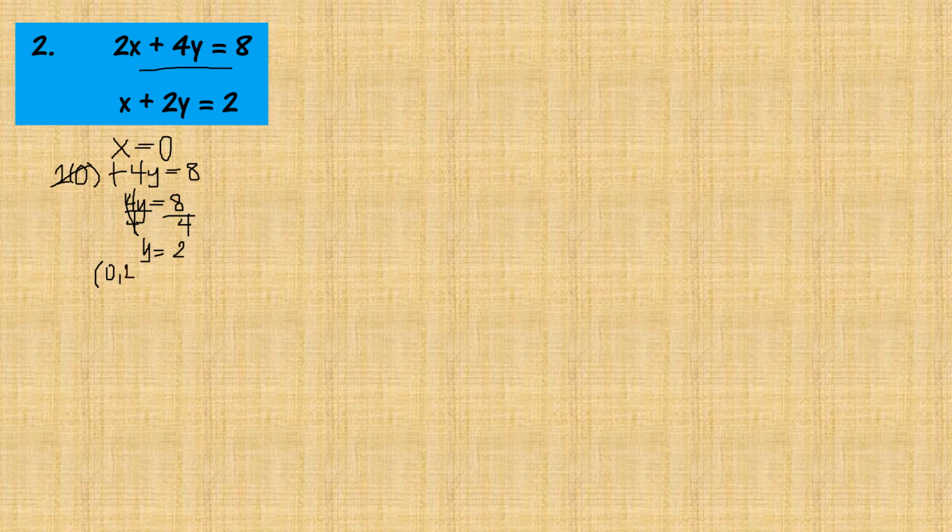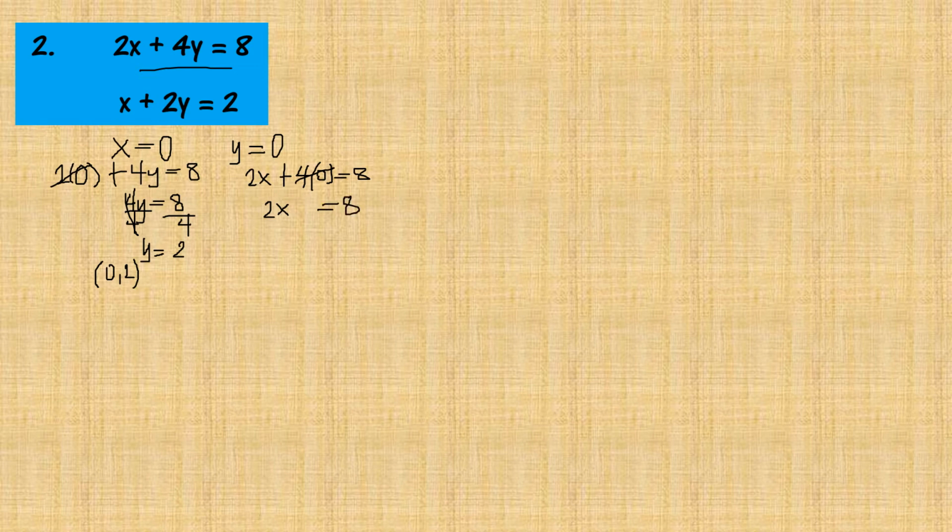Now, let's have naman yung ating y as 0. Kapag yung ating y ay 0, substitute lang ulit natin siya sa ating equation. We have now, copy lang natin yung ating 2x plus 4 times y, which is 0, is equal to 8. Then, 4 times 0 will give us 0 or simply cancel. Ang naiwan po doon ay yung ating 8.